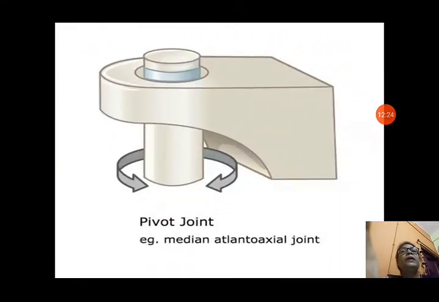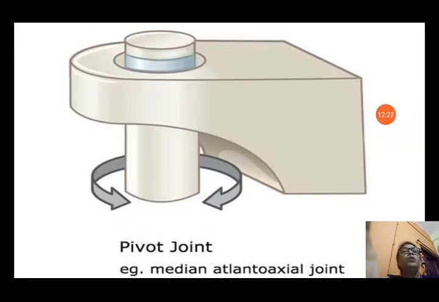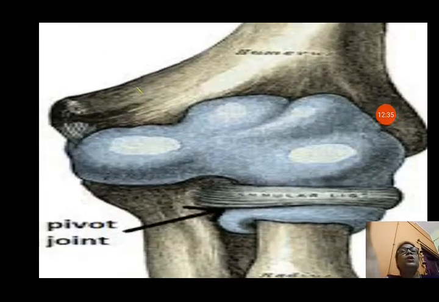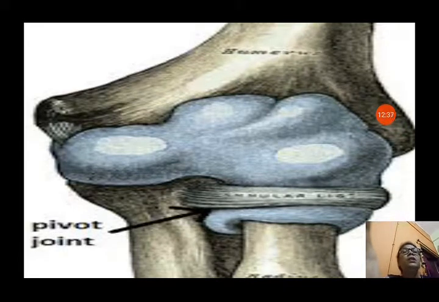You can see the diagrammatic figure of the pivot joint, how the bones are fixed with each other. In this also, pivot joint is showing how they are fixed, and there is a ligament. By the ligament they are joined together.